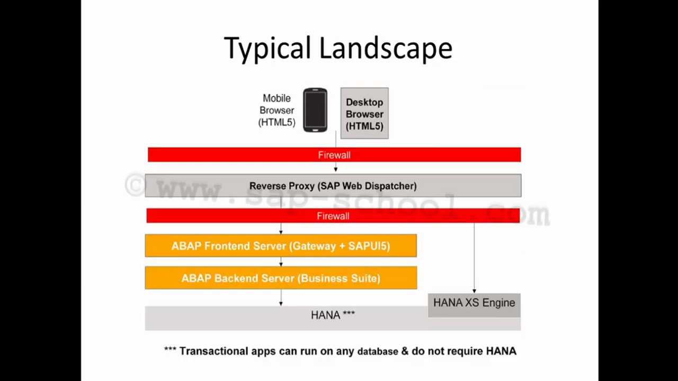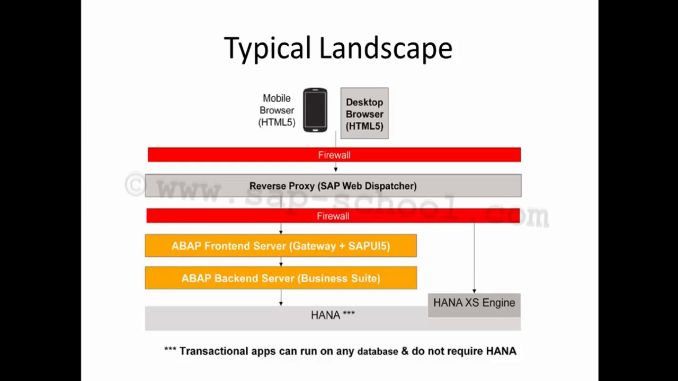So it is needed for the analytical app types only, and it replicates the data from the backend server and remodels it using the virtual data models. So the underlying database can be any database for transactional apps, but it must be SAP HANA for the fact sheets and the analytical app types.